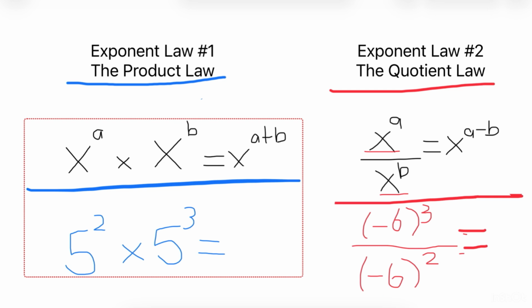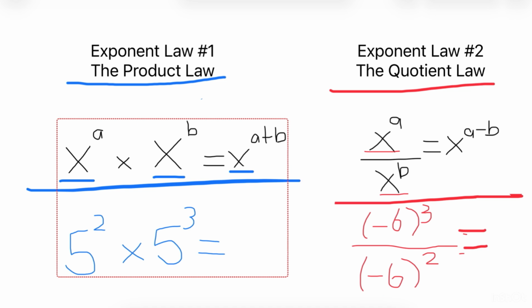So exponent law number 1 is called the product law. And this law states that when you're multiplying powers with the same base, you keep the base the same, and all you do is add the exponents over here. So as you can see, x and x are the same base, and because you're multiplying them, you add the exponents. So your final answer will be x to the exponent a plus b. So we'll do a problem with the question down below.